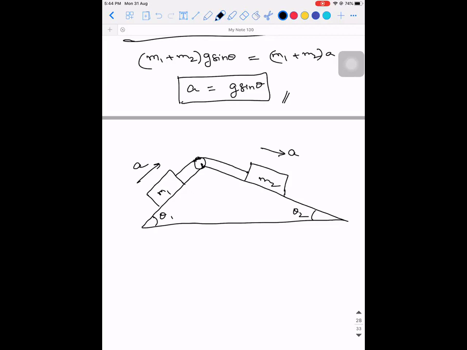One more minute. Who got the answer? I got something, sir, but I'm not sure. Tell me. I got m1g sine theta 1 plus m2g sine theta 2 equal to (m1 plus m2) into a. Is equal to m2g sine theta 2, sir. What's wrong? Because you made a mistake with the sign.